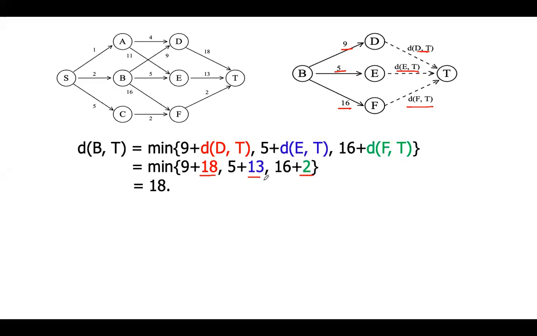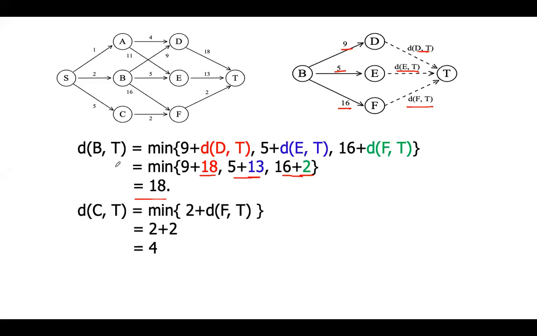So among all these things, this is also 18 and this is also 18. Minimum distance is 18. Okay, distance of B to T. That distance is 18. Next, distance of C to T.